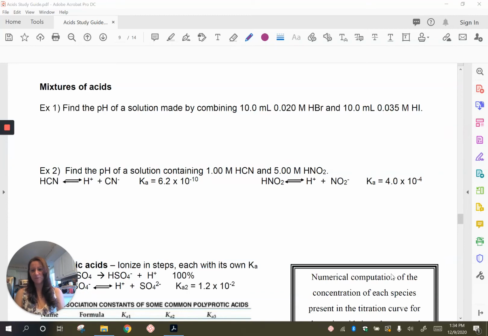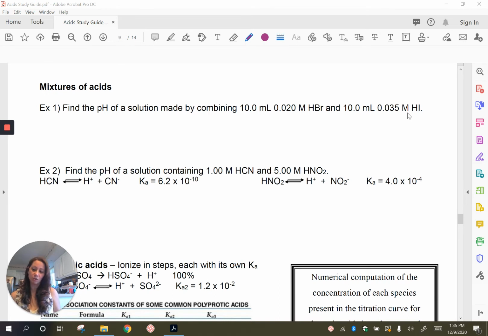Hello, my AP Chemers. We have been calculating pHs for strong acids and bases and then weak acids and bases. What if you had a mixture of acids or a mixture of bases? So let's look at this example here. We want to find the pH of a solution made by combining 10 milliliters of 0.02 molar hydrobromic acid and 10 milliliters of 0.035 molar iodic acid.